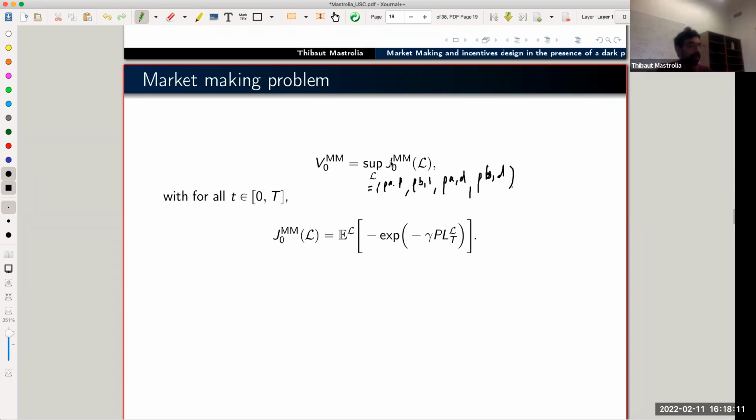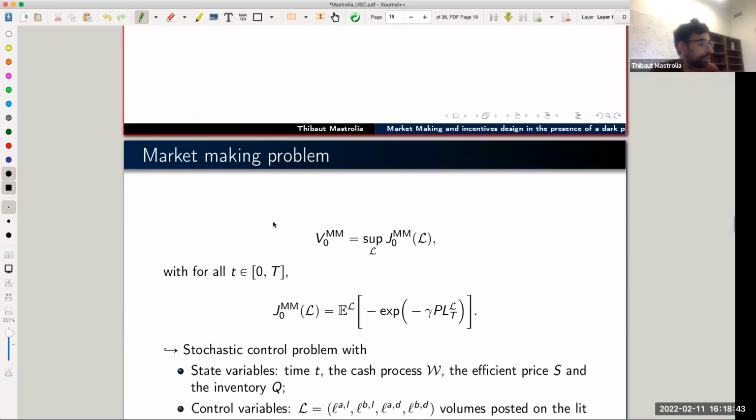So what I want is to maximize a utility. This is a utility with a risk aversion parameter, where gamma is fixed to be positive. I want to maximize over L an objective function given by the expectation of my utility of my PNL until some time capital T, which is, for example, the end of the day or 10 minutes. Let's say that I want to maximize everything in 10 minutes. So this is a criterion for the market maker.